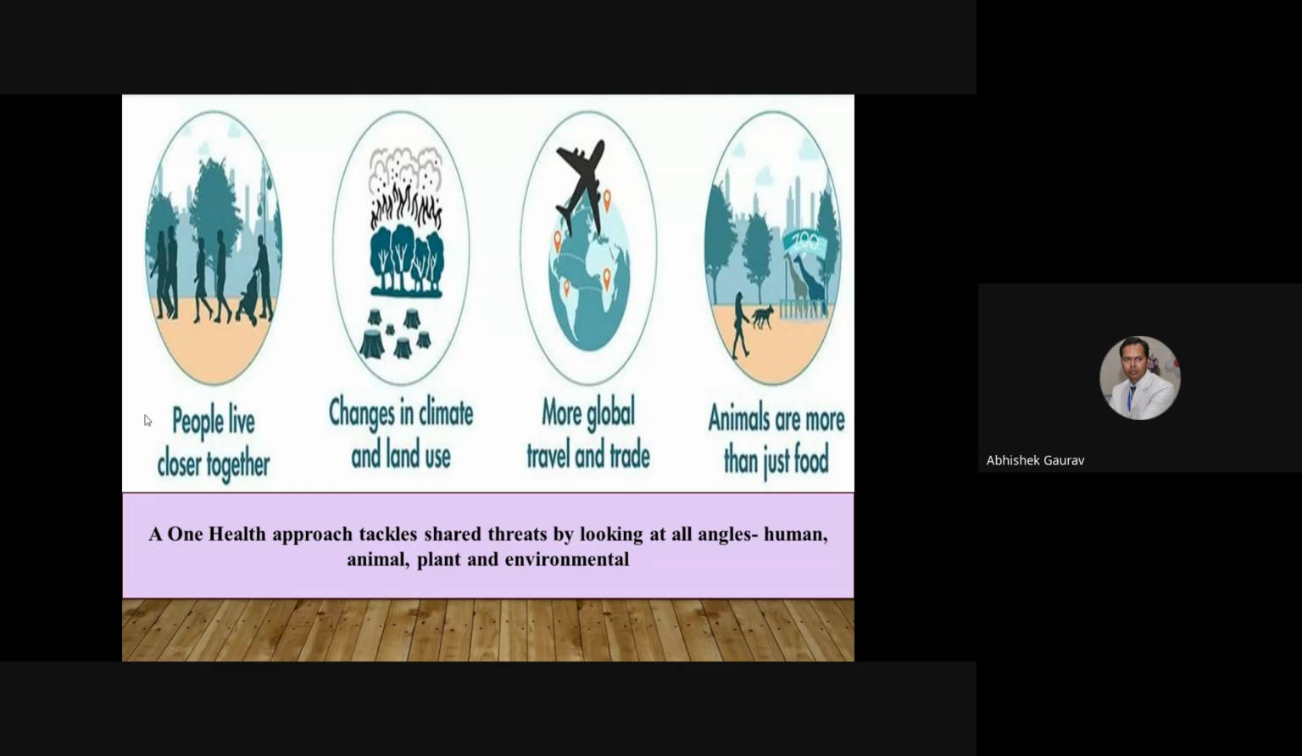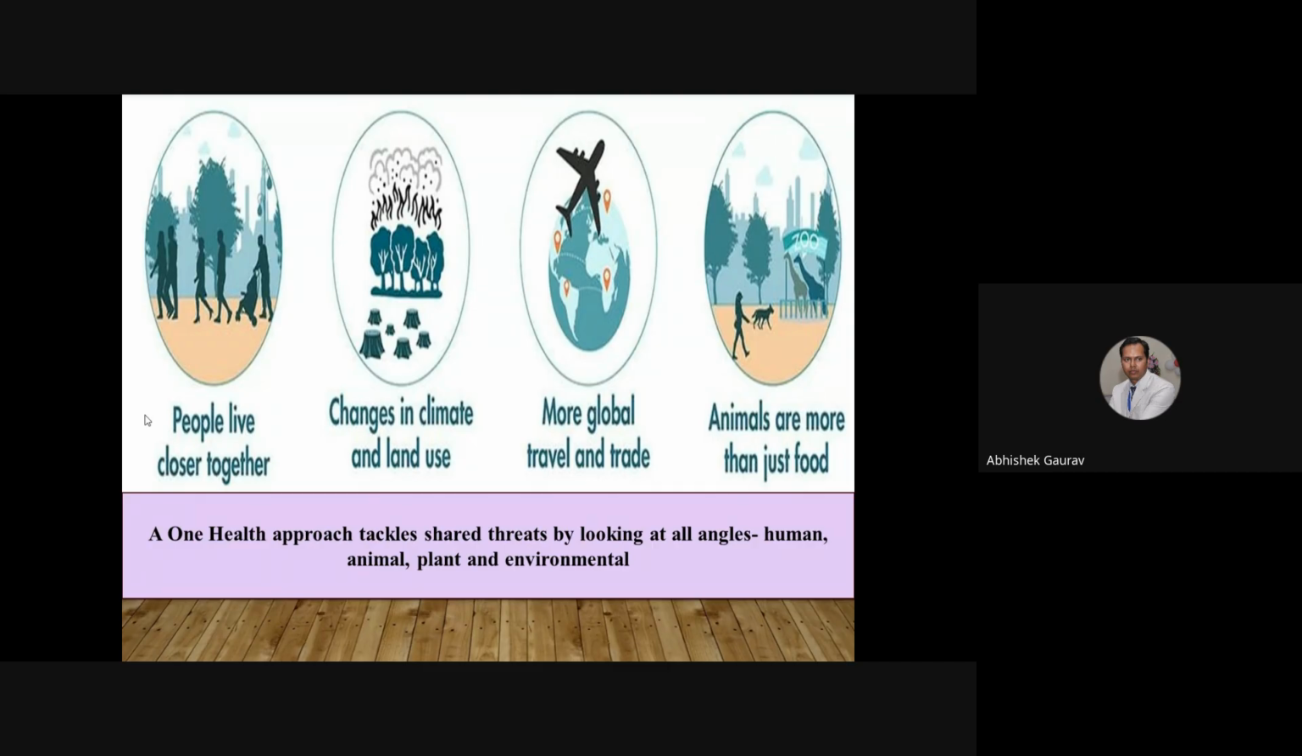People are living in flats, so the density is increased, because of which there is rapid emergence and rapid spread of diseases. Secondly, the change in the climate and land use patterns is also responsible. Also, global trade and travel, as I discussed earlier, means we can fly from one part of the world to another part in a very short span of time.